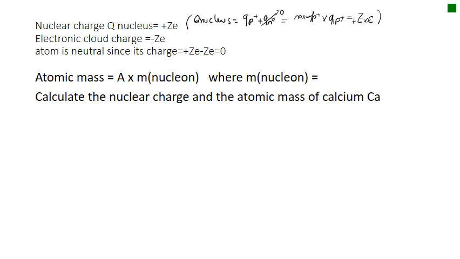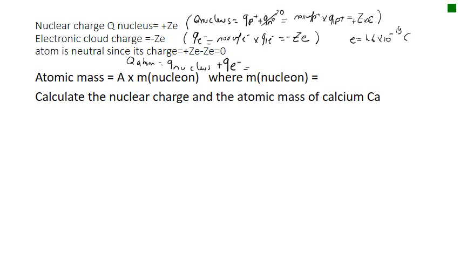For the charge of electrons, similarly, the charge of electrons equals the number of electrons times the charge of one electron. The number of electrons is also equal to the atomic number in a neutral atom, and the charge of an electron is negative, so it is equal to minus Ze, and e is given as 1.6 times 10 to the power minus 19 coulomb, and coulomb is the unit of charge. The atom is neutral since the charge of the atom is equal to the charge of the nucleus plus the charge of electrons. It is equal to plus Ze minus Ze, which is 0, so the atom is electrically neutral.